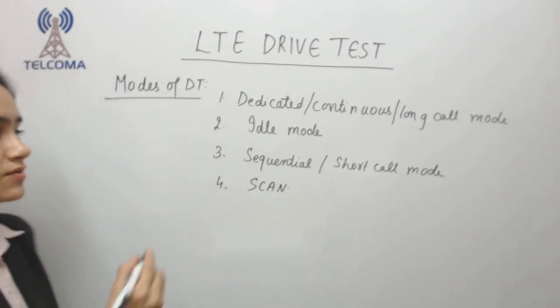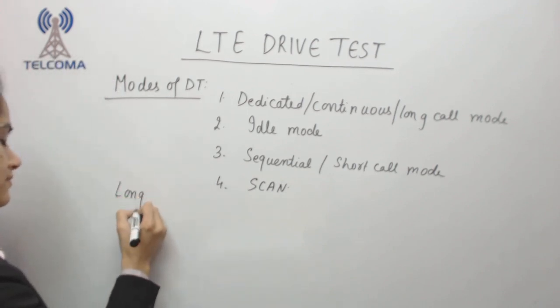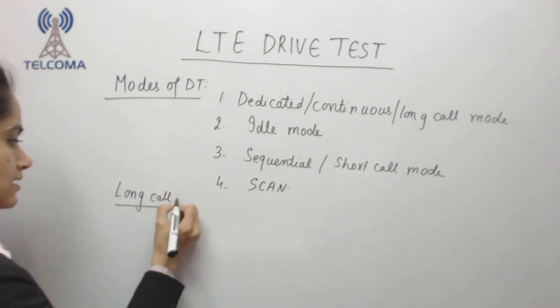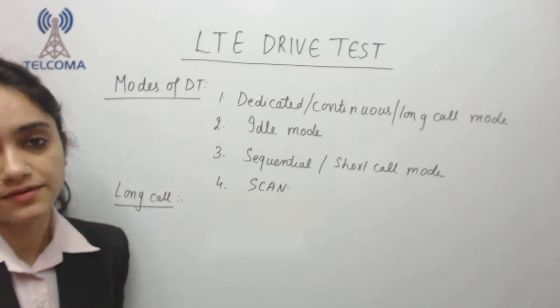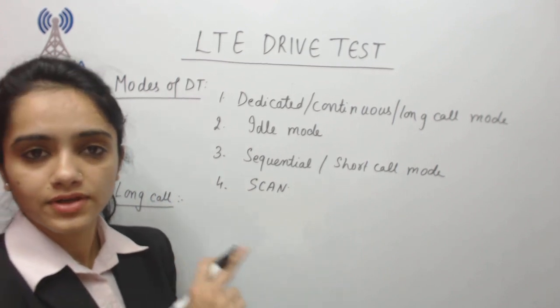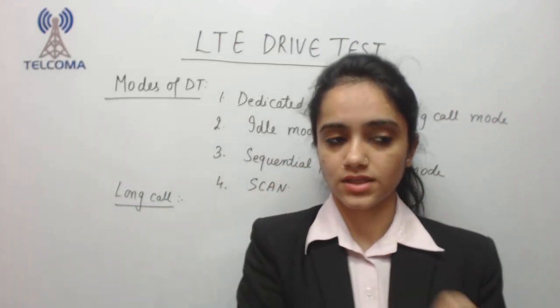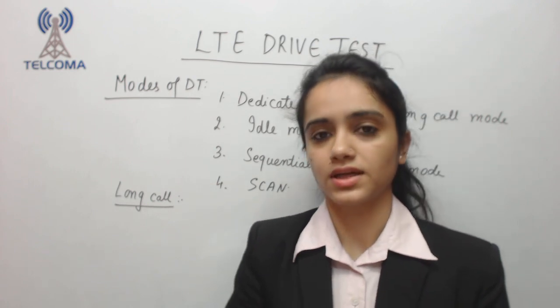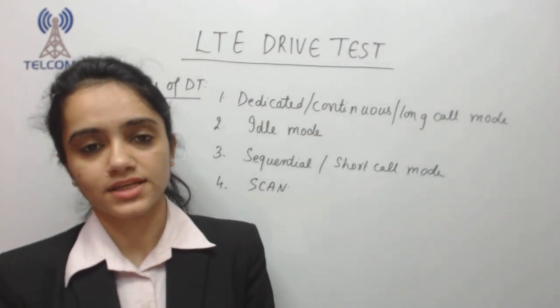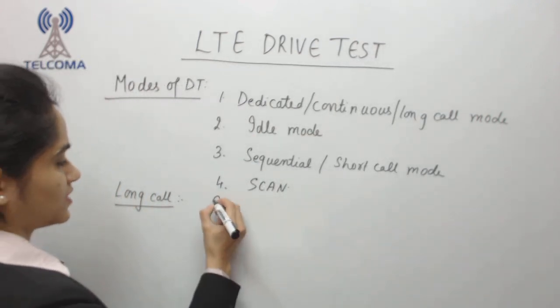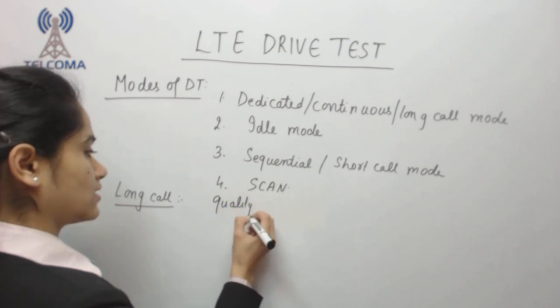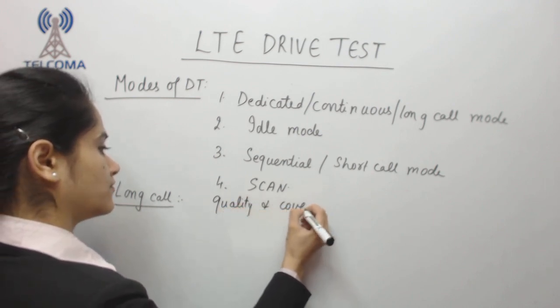Now let's start with the long call. In long call mode, we have to start and end covering all the route. That means we have to start from one end and go to the other end, covering the whole route. In this, we check the quality and coverage of the network.